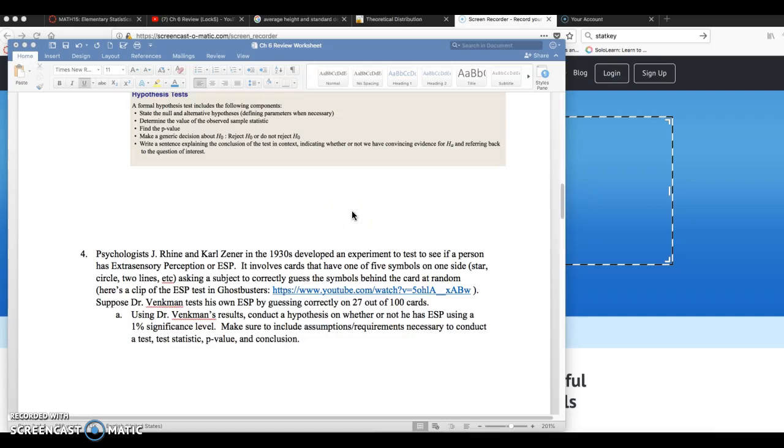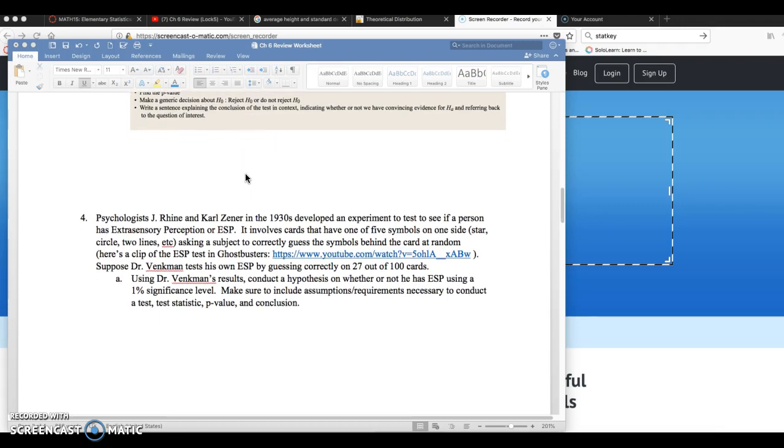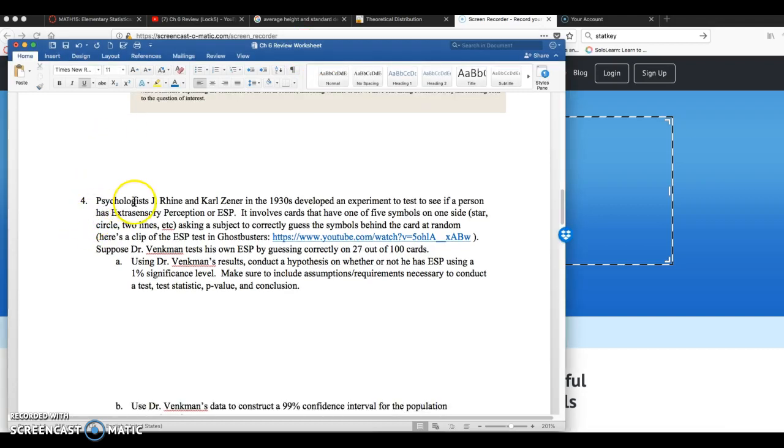Hello, in this video we're going to look at an example from Chapter 6 in the Lock 5 textbook, the Chapter 6 review worksheet, number 4. So psychologist Ryan and Zenner in the 1930s developed an experiment to determine if a person has ESP, extrasensory perception. There are a bunch of cards that have one of 5 symbols. They could be any symbols, but they could be a star, a circle, 2 straight lines, 2 squiggly lines. And then you would ask a subject to correctly guess the symbol behind the card at random.